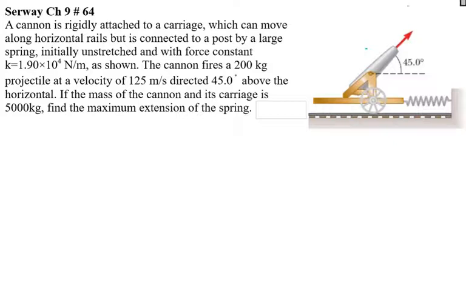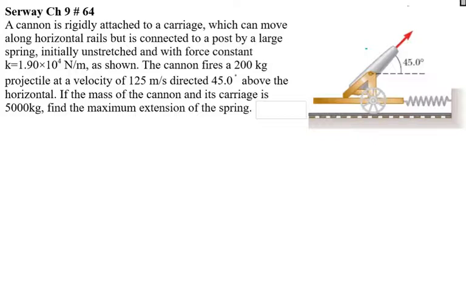The cannon fires a 200 kilogram projectile at a velocity of 125 meters per second directed 45 degrees above the horizontal. If the mass of the cannon and its carriage is 500 kilograms, find the maximum extension of the spring. So my thought is going to be the same.